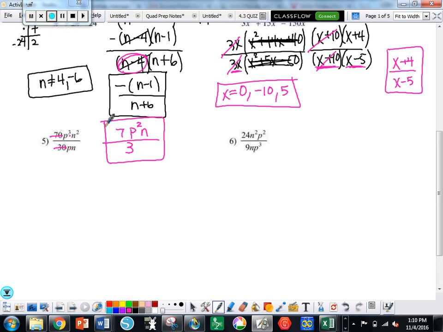Well, we didn't list our excluded values first. Your excluded values come from the problem, not the answer. So going back here, the p and the n will have their own restriction. And there it is.